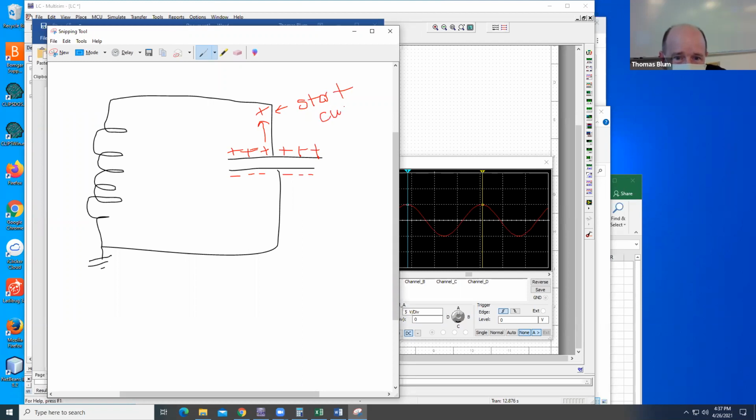Okay. But that is starting a current. So to discharge the capacitor, you need to start a current. You need to move some charges. Moving charges is a current. You're starting a current. And the inductor says, I'm against that. I don't like changing currents. I'm against that.